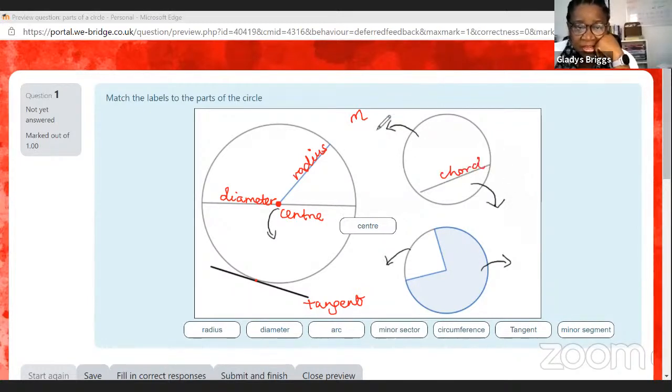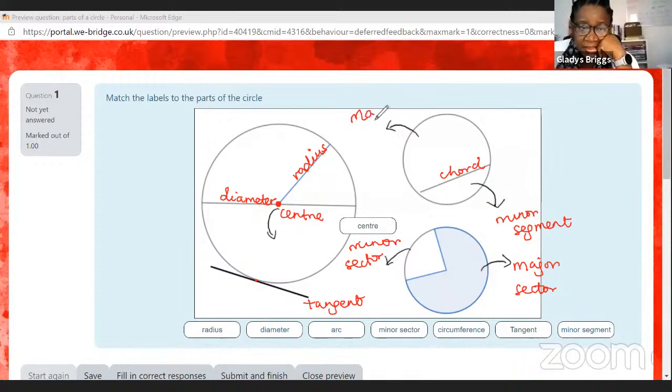Okay. This is a segment. These two are segments, and this is a sector. And it's a minor sector. This is a minor segment. And major sector. This is a minor sector. And this is the major segment.